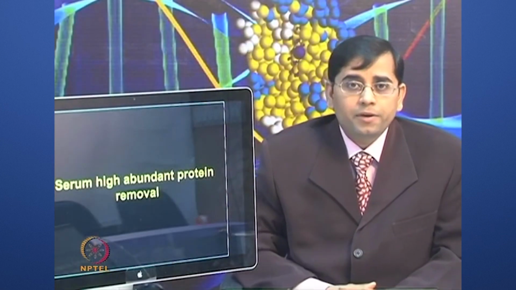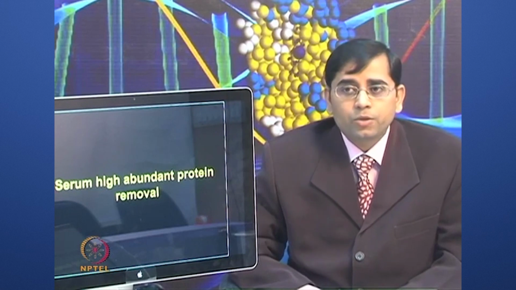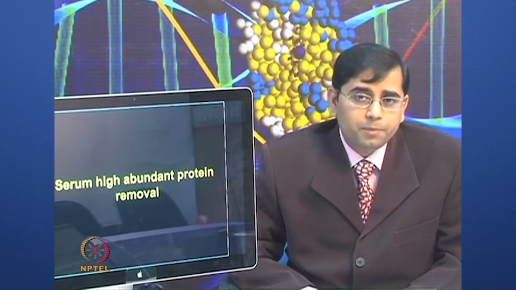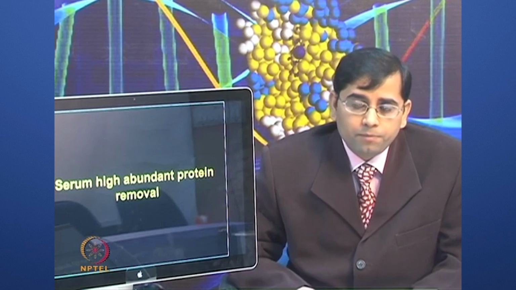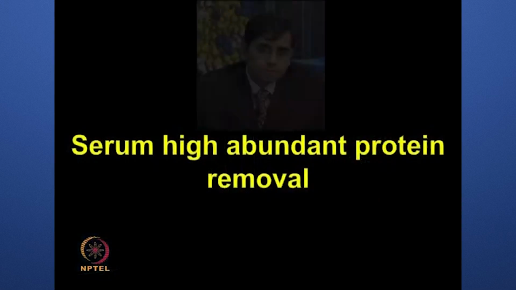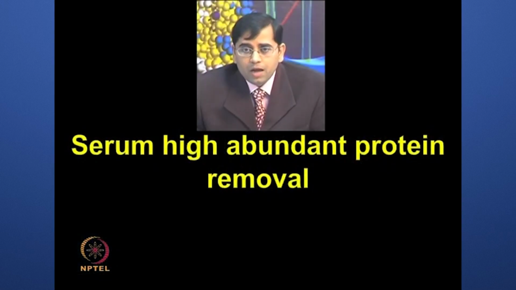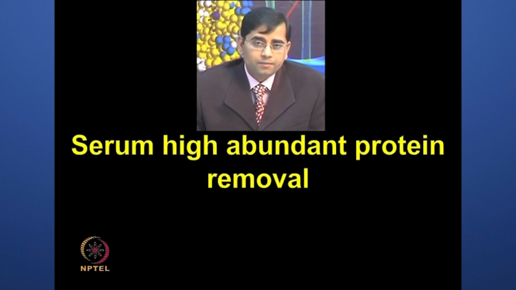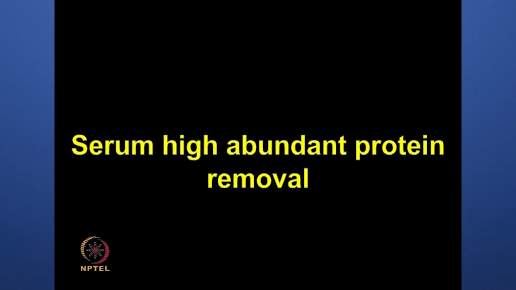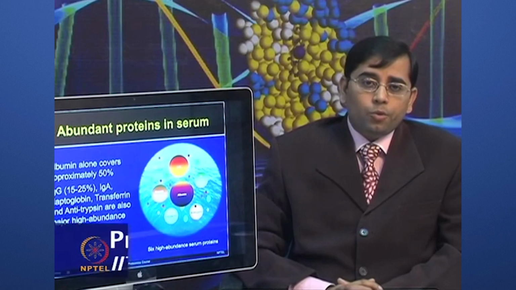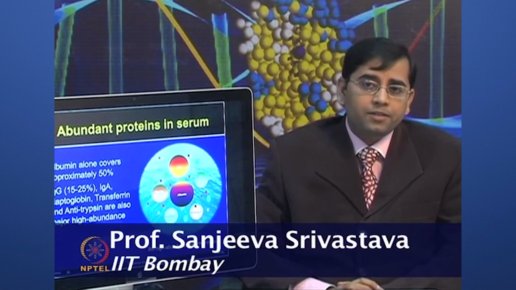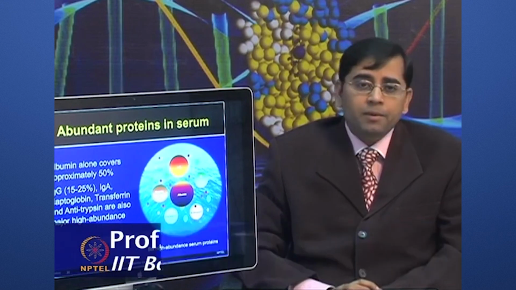Okay. So, I hope in the animation you are able to understand how to go step by step to perform the serum proteome analysis. Now, as I promised previously, I will talk to you about how to remove the high abundant proteins which are present in the serum. As we talked, there are more than 20 abundant proteins present in the serum, and albumin alone covers approximately 50% of these abundant proteins.